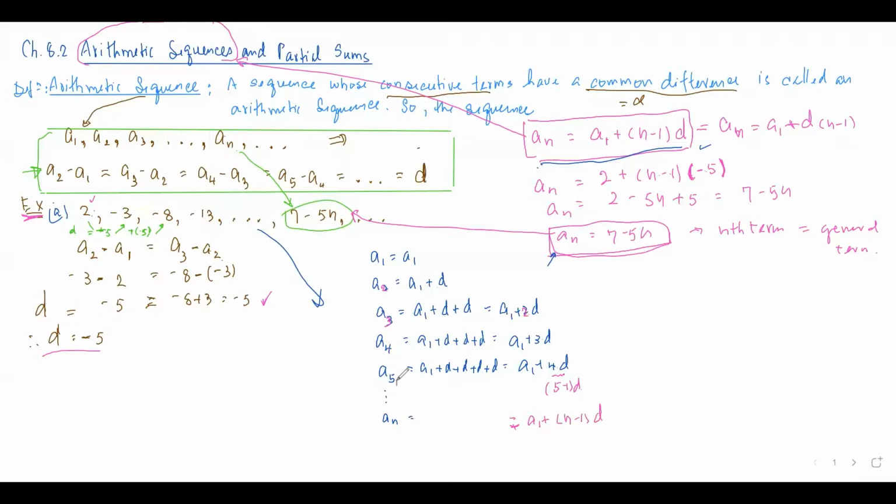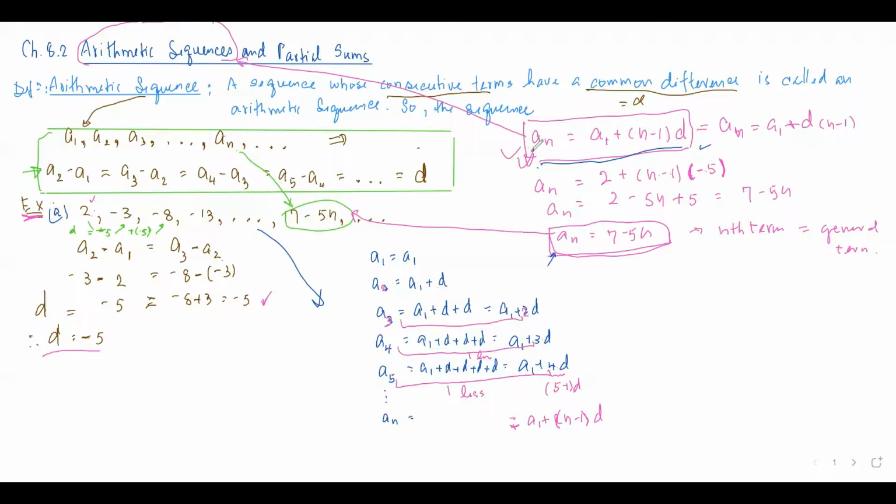Because you observe this one, 5 and 4 here, they have one less. And 4 and 3, they also have one less. Also 3 and 2, one less. So the formula right here becomes A1 plus n minus 1 times D. That's the formula, the proof of the formula for arithmetic sequences.